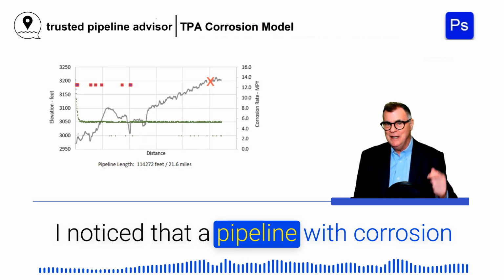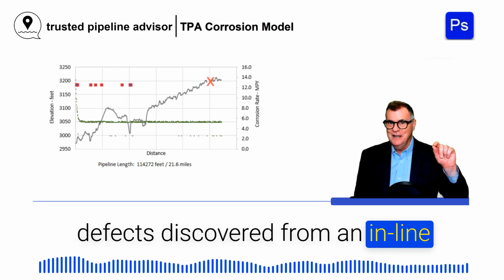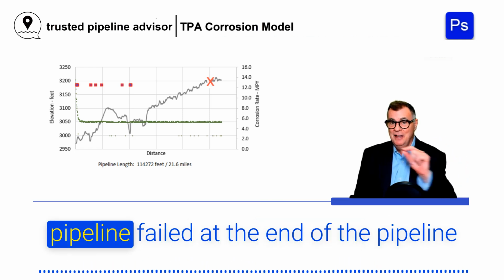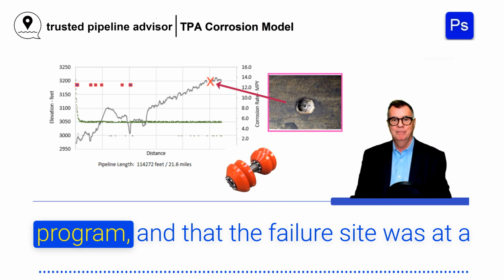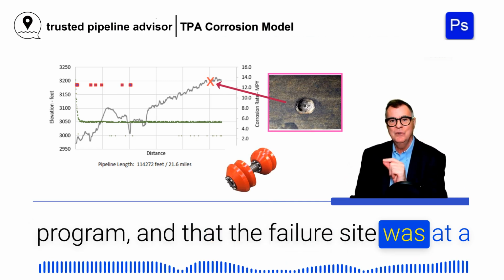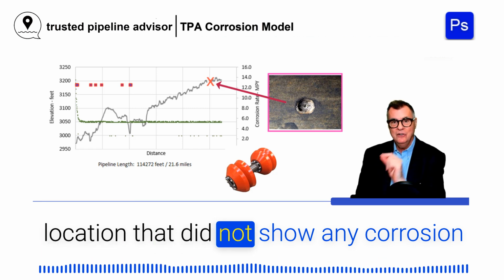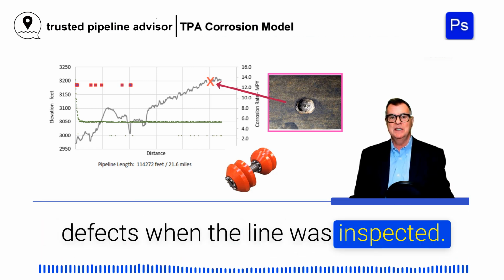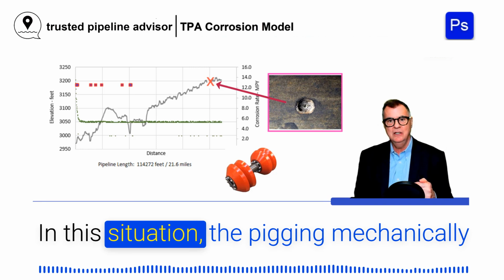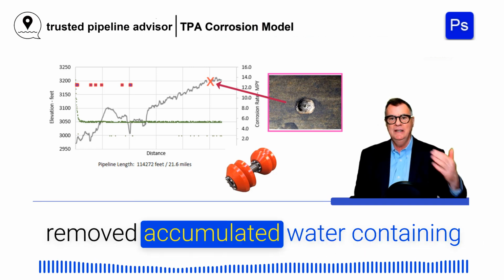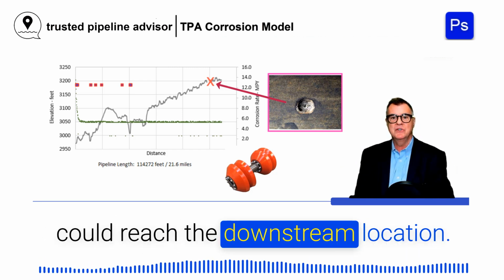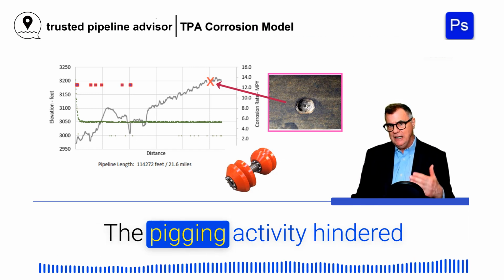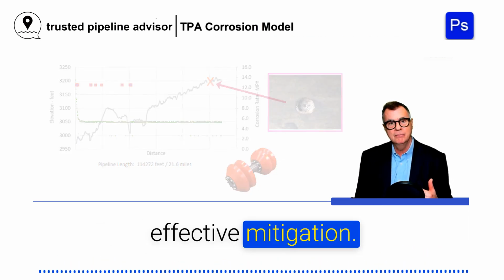I noticed that a pipeline with corrosion defects discovered from an inline inspection at the beginning of the pipeline failed at the end of the pipeline upon implementing a weekly pigging program, and that the failure site was at a location that did not show any corrosion defects when the line was inspected. In this situation, the pigging mechanically removed accumulated water containing corrosion inhibitor before the water could reach the downstream location. The pigging activity hindered effective mitigation.